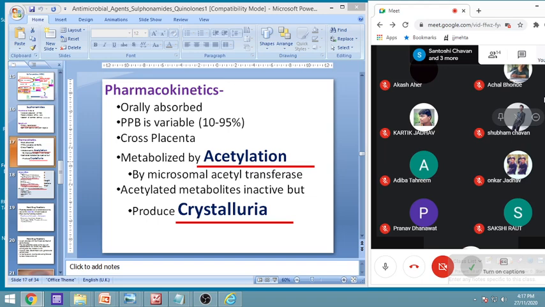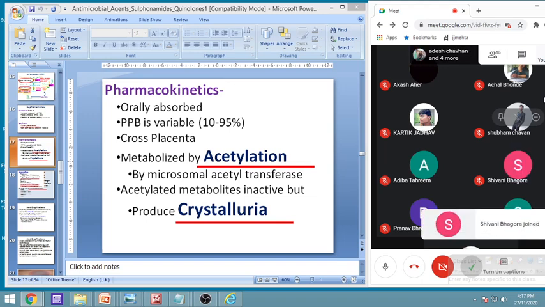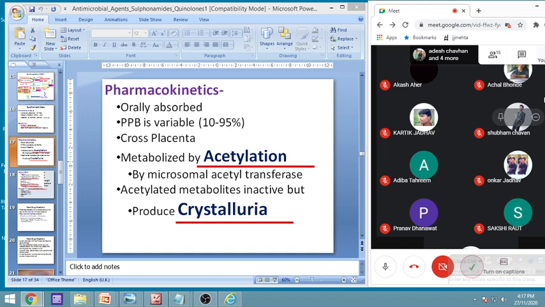A very important feature about this is that they are metabolized by acetylation. Those who study it from books will find that there are genetic variations among people, or different genotypes. We call them slow acetylators and fast acetylators. This is because of microsomal acetyltransferase activity. A slow acetylator will cause comparatively slower acetylation. A fast acetylator will cause faster acetylation.